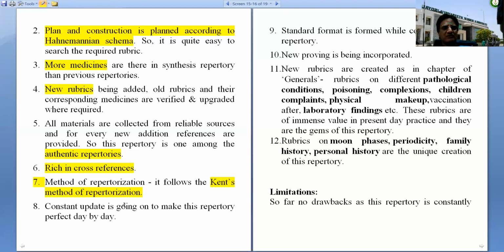Constant updation is happening in this repertory because of this software version day by day. And this is the beauty of this repertory. Then a standard format is formed while constructing this repertory.